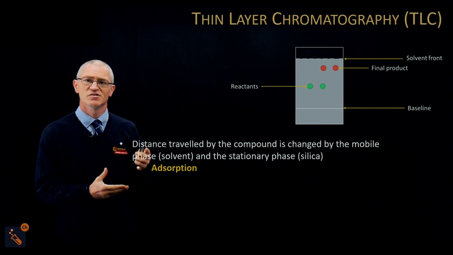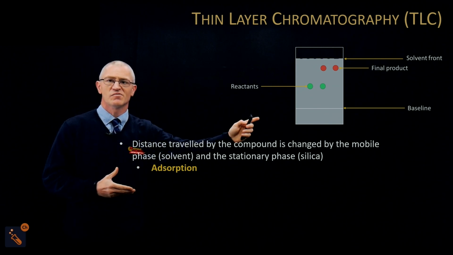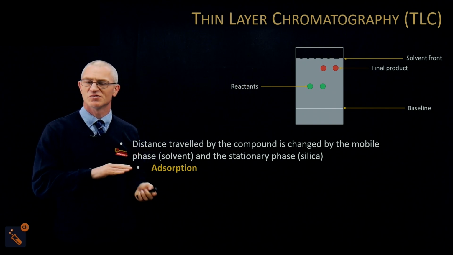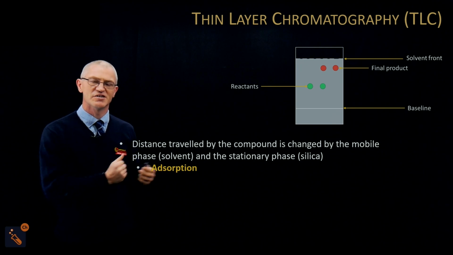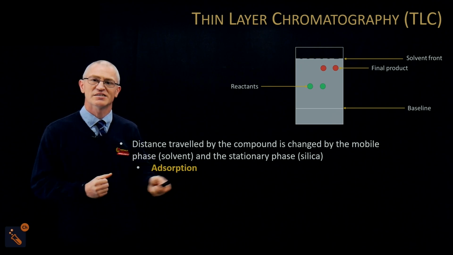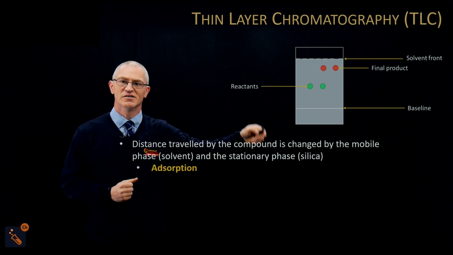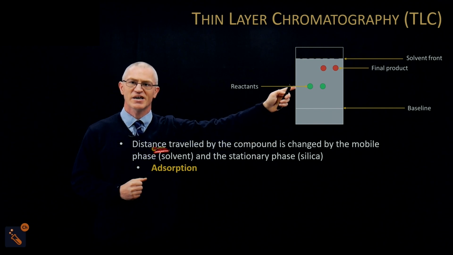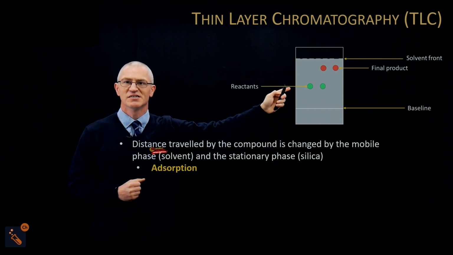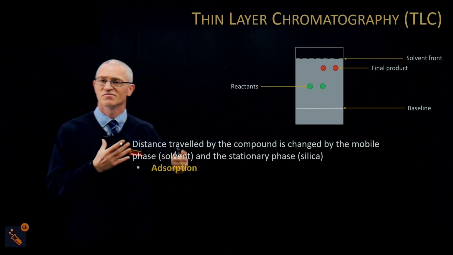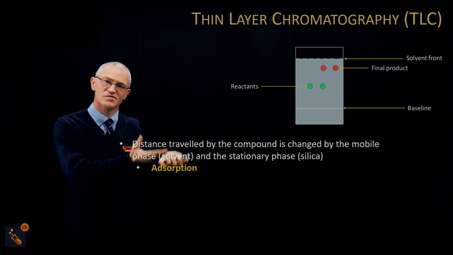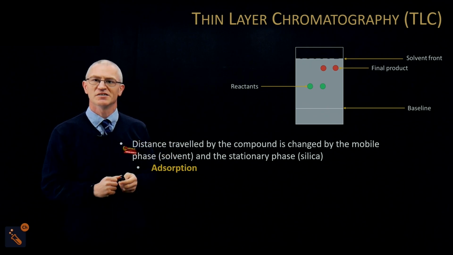So its interaction with each one means that it will go further up the plate or not as far. If it's attracted to the stationary phase through adsorption, for example, if it's really attracted, it's not going to move very far. So basically we can say that this reactant here is more attracted to the solid on the plate, the stationary phase, than the red dot is. The red dot is not as attracted because the solvent is taking it up the plate.